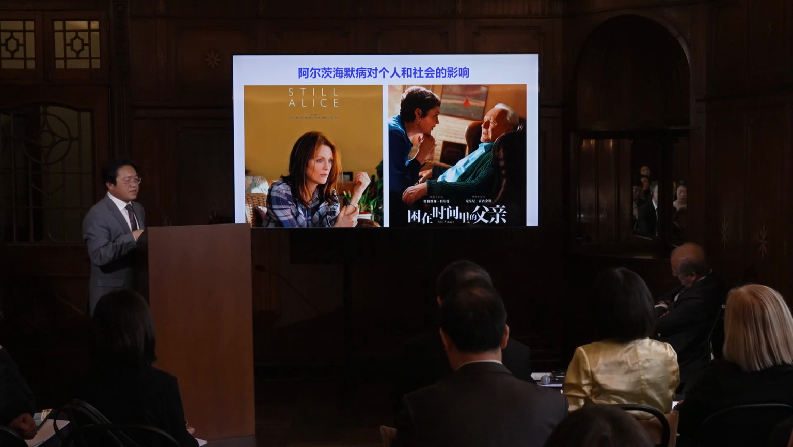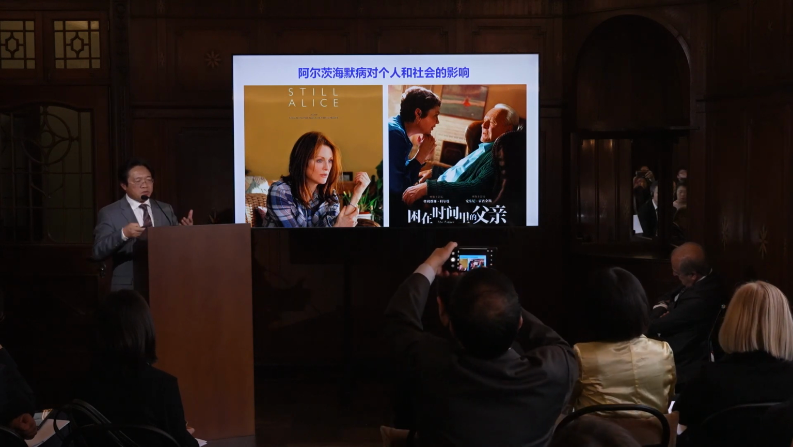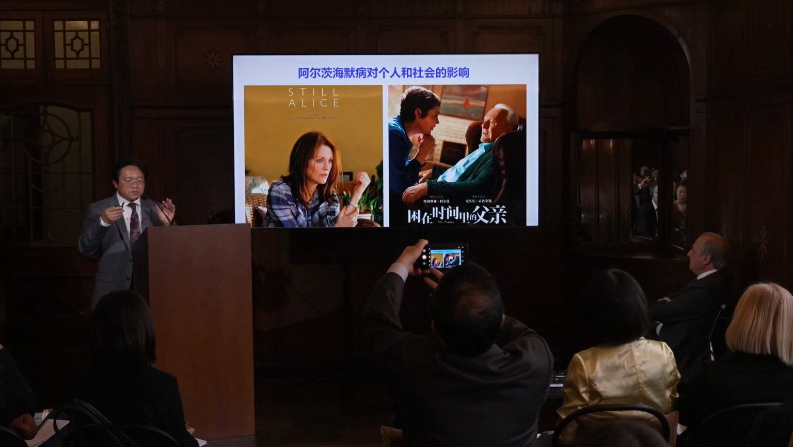Alice is a linguistics professor from Columbia. She went to UCLA to give a seminar, and during the seminar, she couldn't find a word. This is the first sign of Alzheimer's. When she returned to New York, the condition quickly deteriorated. She couldn't hold her faculty position, and in the end, she wanted to commit suicide. She had a plan recorded in her computer, but she couldn't execute the suicidal process.